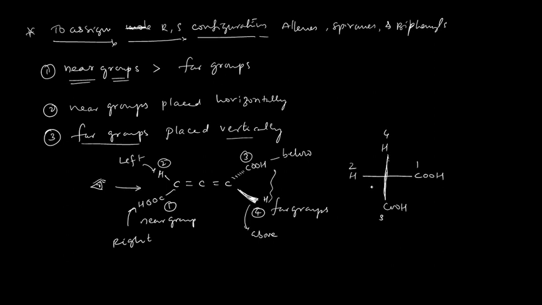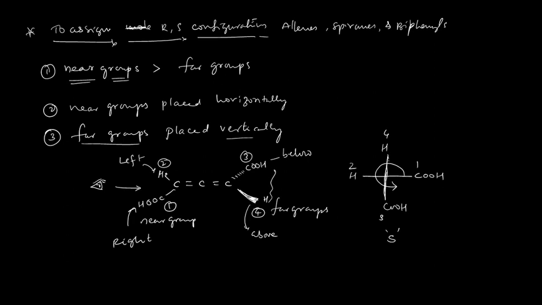So now 1, 2, 3. The priority order is moving towards the left hand side. Therefore, it is S configuration. That's all. Simple.